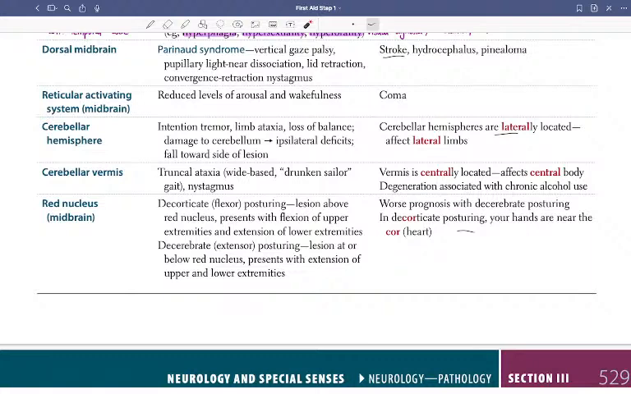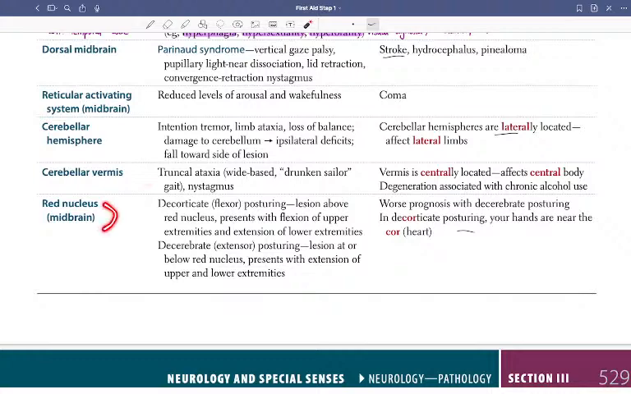Okay, so basically that is a lesion towards the side of the lesion, so ipsilateral deficits. Next is the cerebellar vermis. It is central, so everything to do with central, truncal ataxia and so on, nystagmus. So this is already finished in the cerebellum.